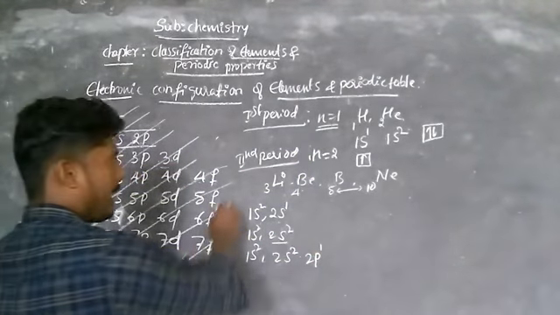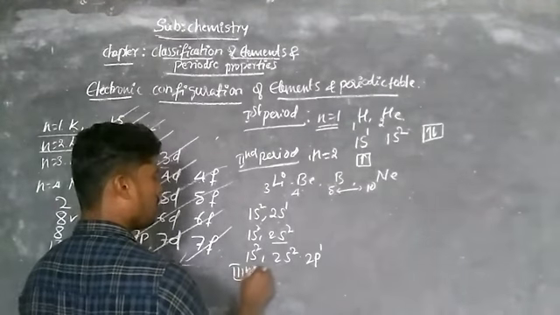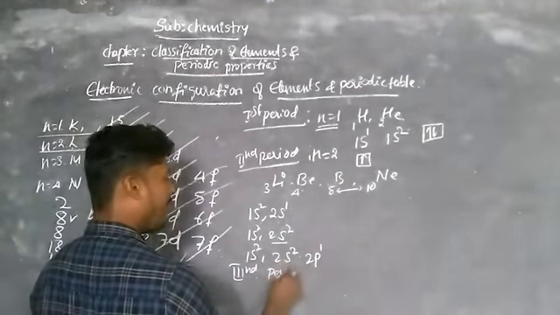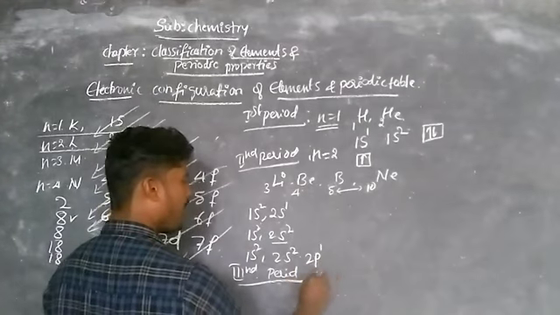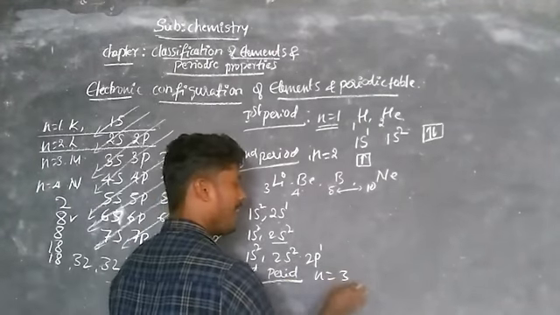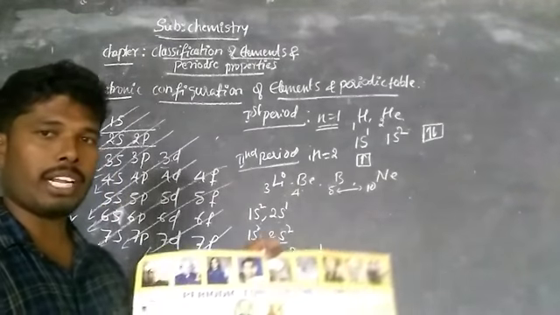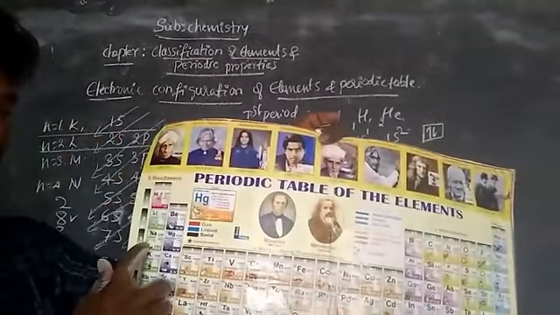This is the second period elements. Similarly, observe the third period elements. Say, what is the value of n? What do you guess? Exactly, the n value is 3. Okay, your answer is right. See, n is equal to 3 here. For the third period, n is equal to 3.